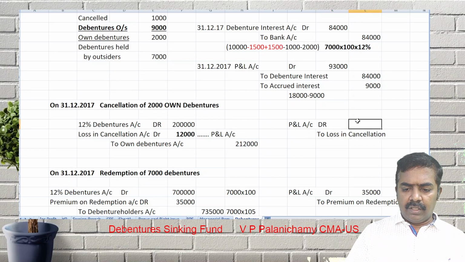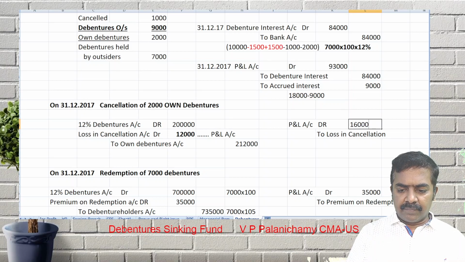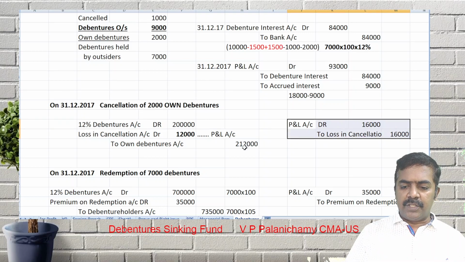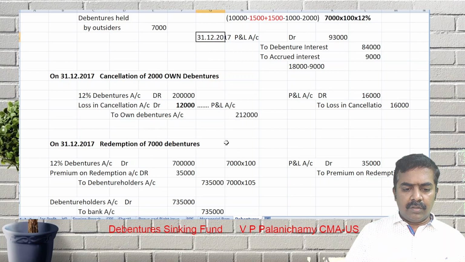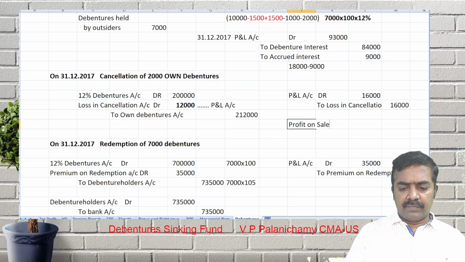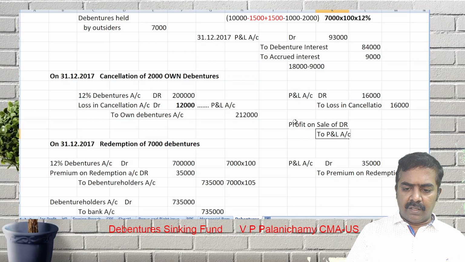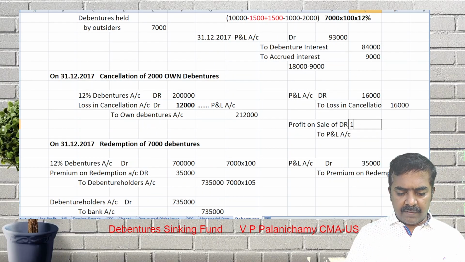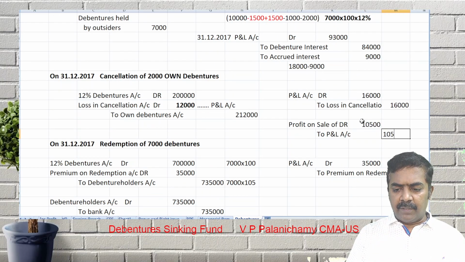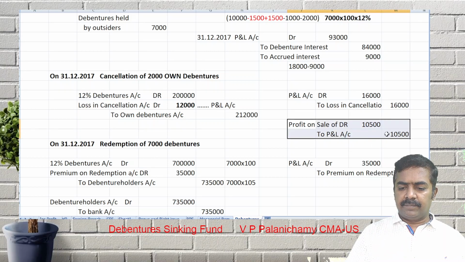எவ்வளவு amount? 12,000 plus 4,000 எவ்வளவு வரும்? 16,000 loss in cancellation is transferred. To which account? P&L account. Take up this. Profit on sale will be transferred to P&L account. அது வந்து profit on sale of own debentures account debtor to which account? P&L account. Separate-ஆ transfer பண்ணிப்போம். What is the profit on sale of own debentures? 10,500. இல்ல net off பண்ணி கூட transfer பண்ணலாம், but better to do it separately.